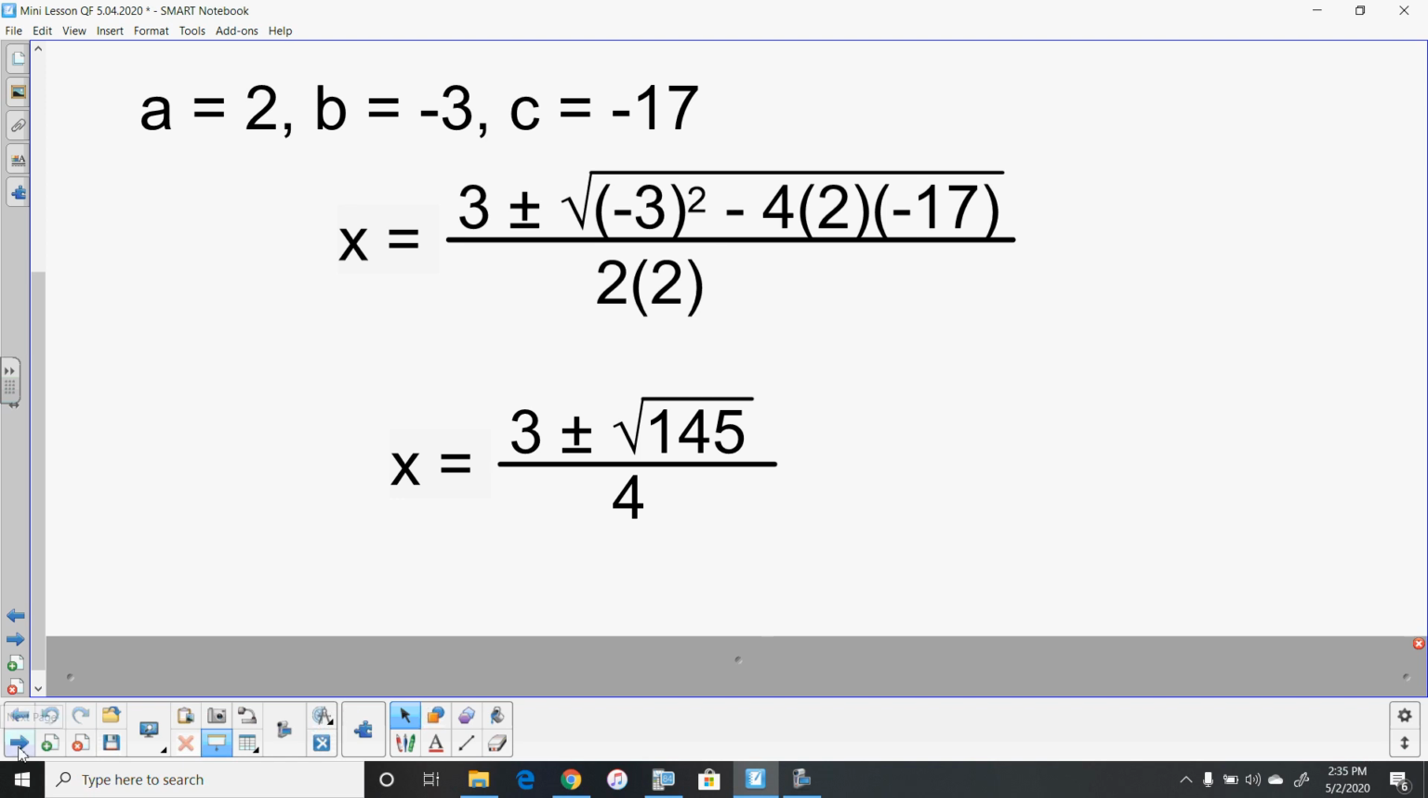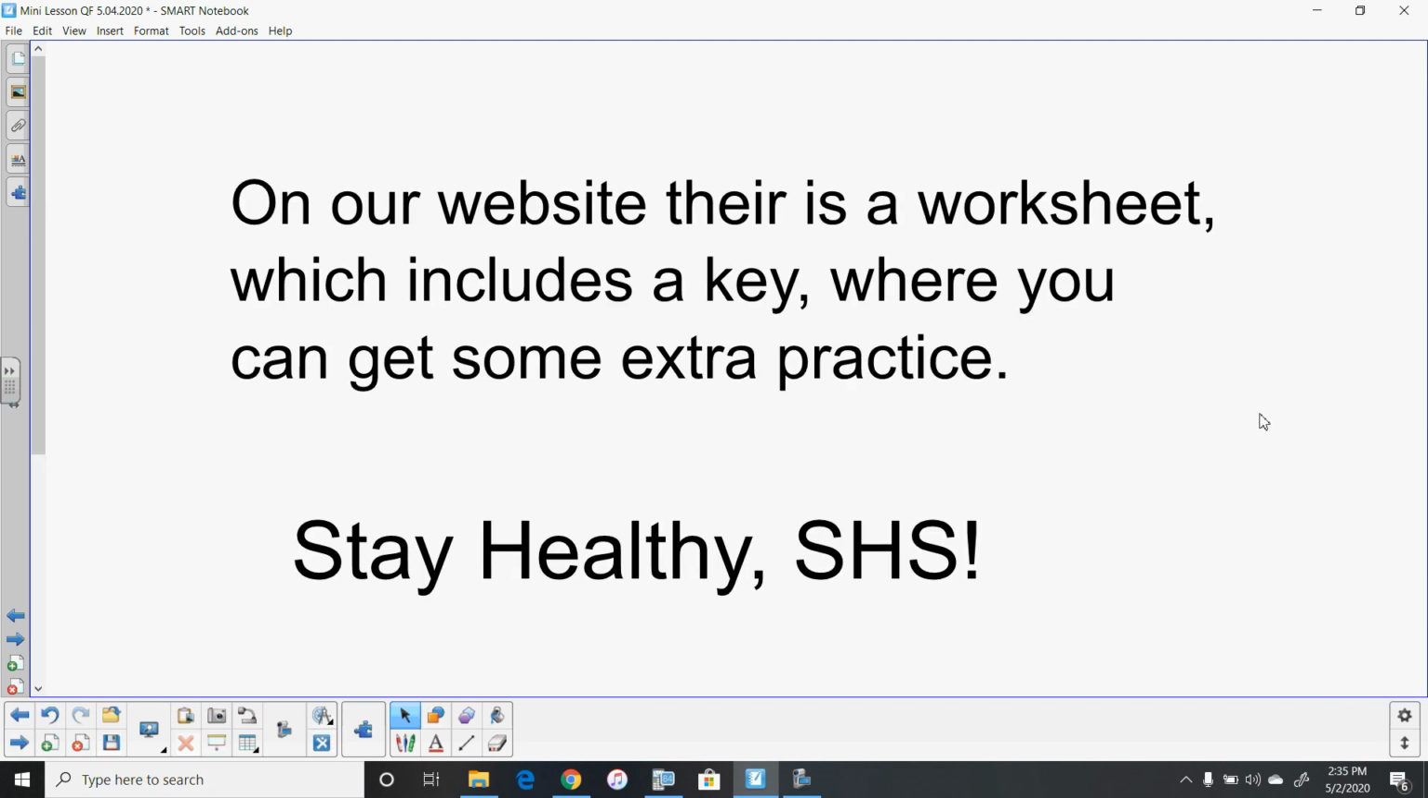So I've got a worksheet for you on the website. The worksheet has a key at the end. If you want to go over there and practice a few of the quadratic formula and then check your answers, that'll be a great place to do it.